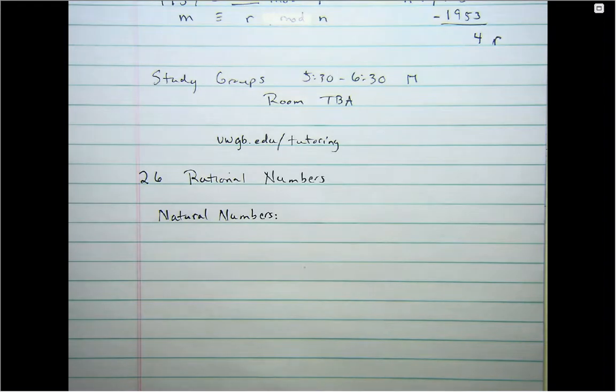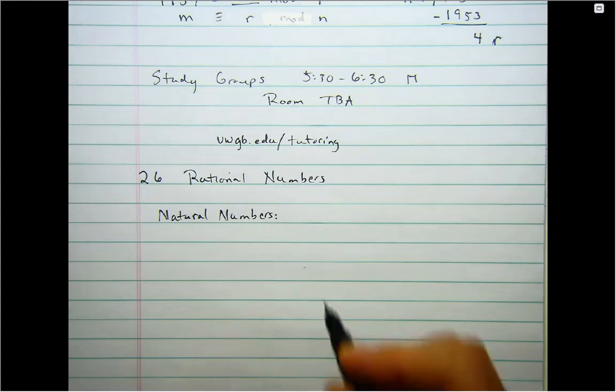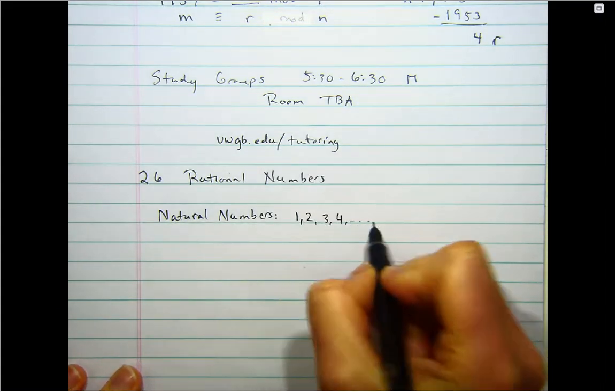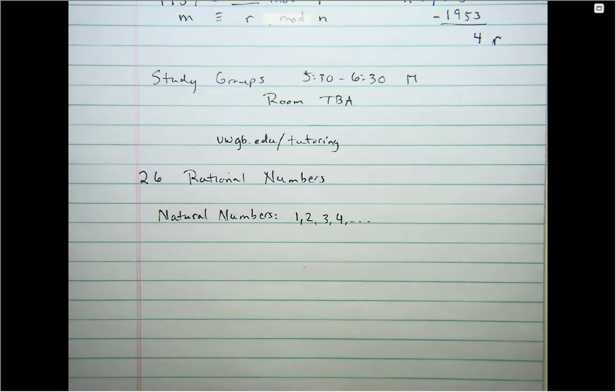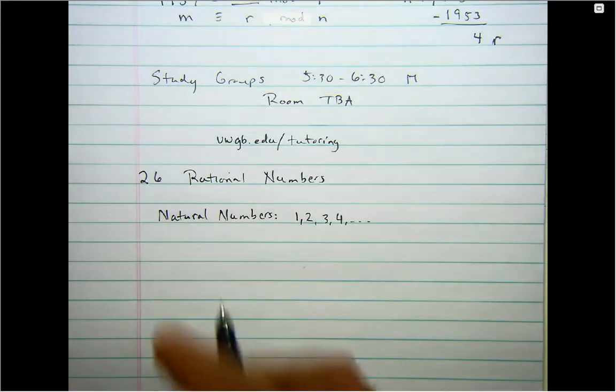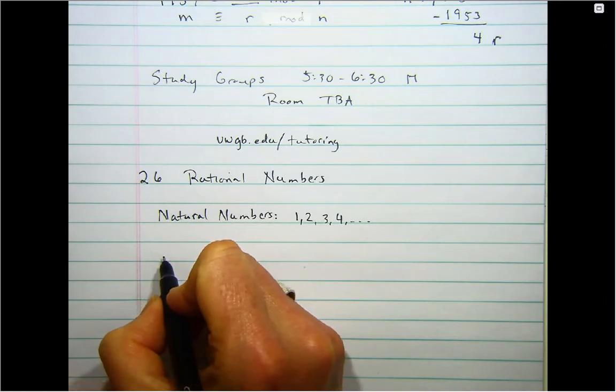Does anybody remember what the natural numbers are? Yes. Just like 1, 2, 3. Perfect. 1, 2, 3, 4, and so on. Okay, so the numbers that our ancestors would have first found when they were doing counting, maybe counting their sheep or their new baby's fingers and toes. Okay, after that we get the integers.